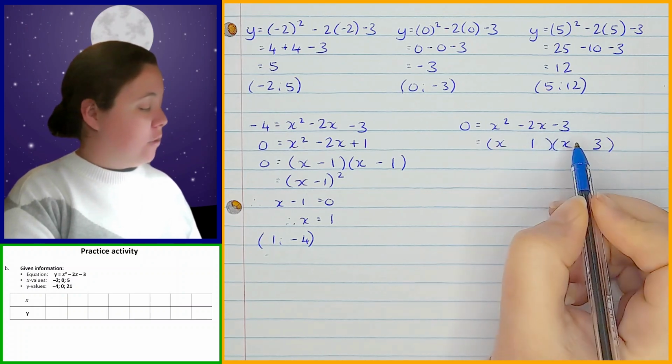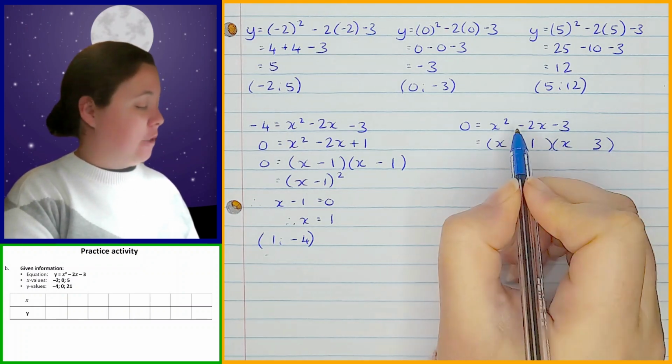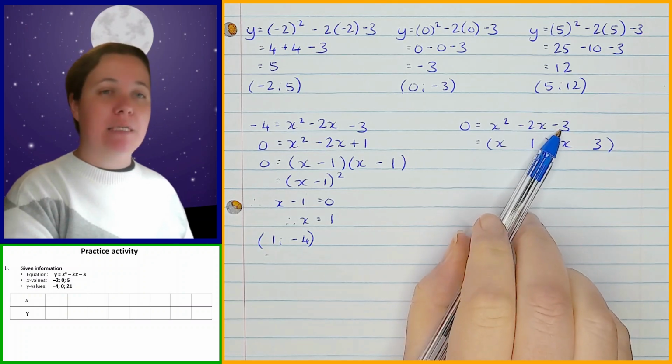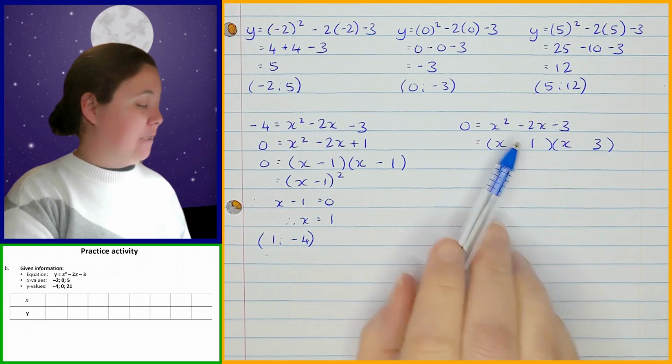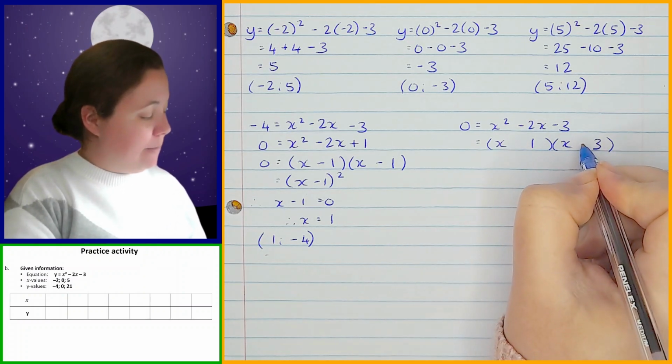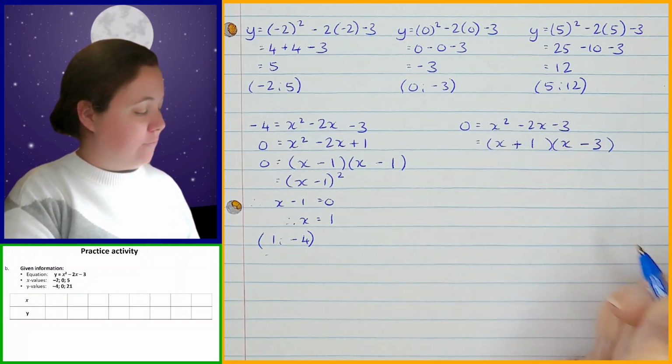So that's what I need. Okay, but the bigger one needs to get the sign of the middle term. Remember, if the last term is negative, the signs are going to be different, and the bigger factor gets the sign of the middle term. So that's going to be negative 3 and then positive 1 over there.